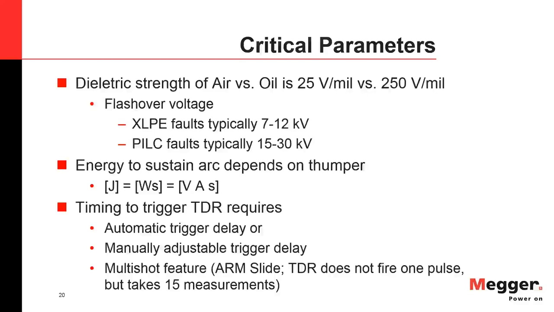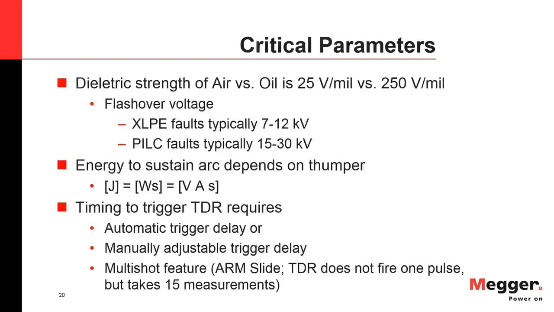So it's really high. The more energy the thumper has, the better it is to cable fault locate on PILC cables, because joules means, as you can see, watt seconds. And that means there's a time component. So the more energy you have at the same voltage, you will create the arc for a longer time. And then you have various methods to change the trigger.